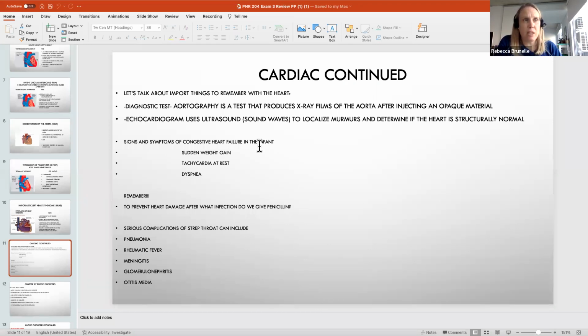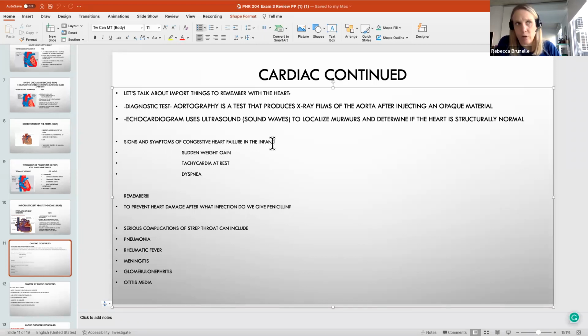There are some key things to think about. When infants go into heart failure, you would worry about that if you saw sudden weight gain, tachycardia at rest, and dyspnea. I would definitely recognize those three things as being associated with heart failure in infants. Another thing to think about: a lot of times infants that have heart disease have a hard time eating. They have a hard time having enough energy to eat.